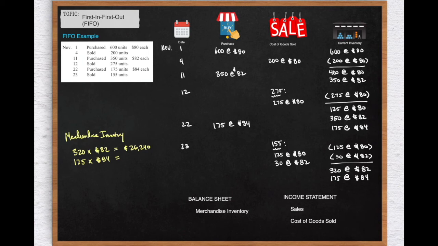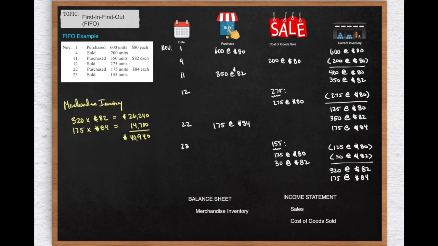We're going to get $26,240 for our first calculation and $14,700 for our second calculation. You want to add those two things up, and that will be the value of your merchandise inventory on your balance sheet. So $40,940.